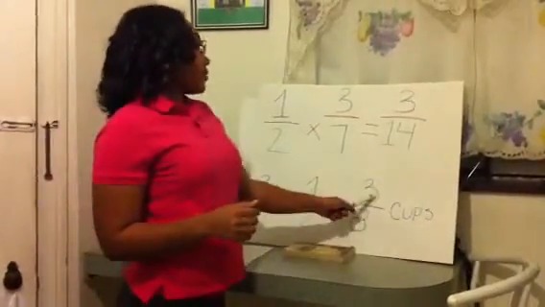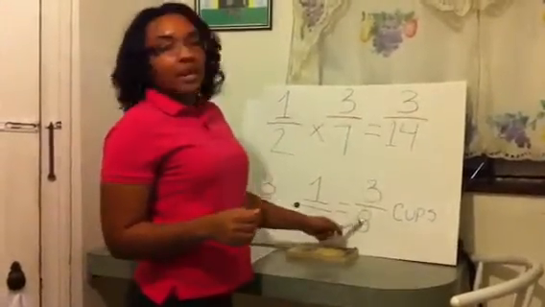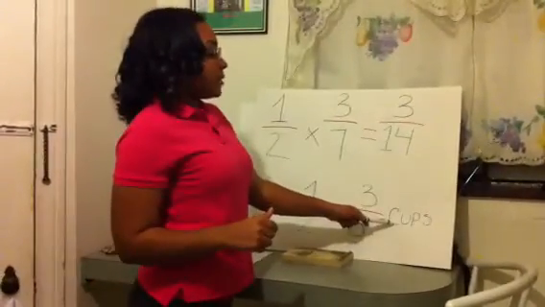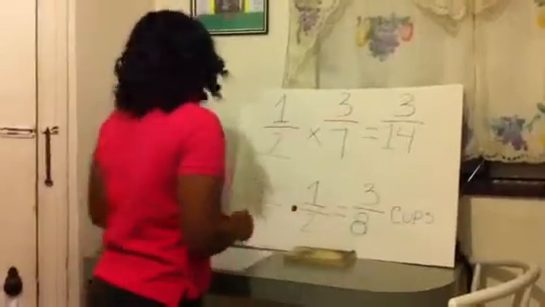So 3 times 1 is 3, and 4 times 2 is 8. So you will need 3/8 cups of chocolate chips.